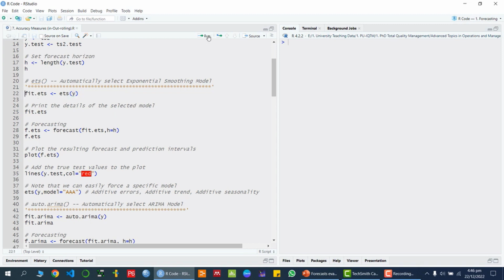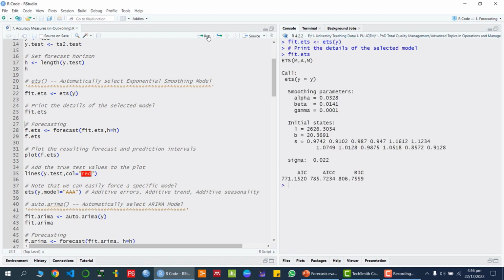So first of all, I am fitting that model, and then when I call this variable, because we have stored that fitted model in it, it shows us what kind of forecasting method it has applied, and then gives us the values of the parameters alpha, beta, gamma, the initial values as well as the seasonal index. It also gives us the Akaike information criterion, the corrected Akaike information criterion, as well as the Bayesian information criterion.